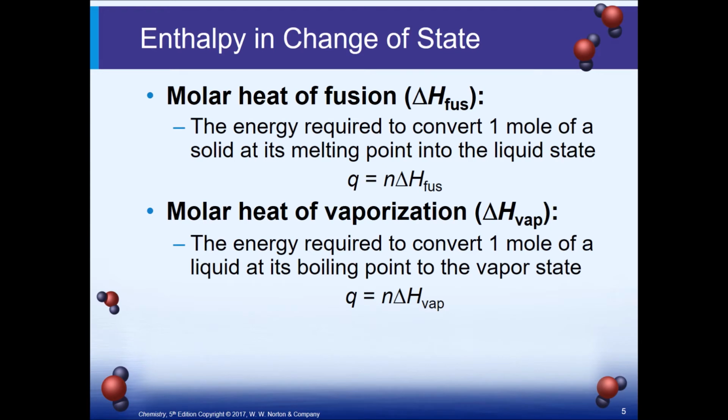Now, if we want to get quantitative, we can use the molar heat of fusion or the molar heat of vaporization or the enthalpy of vaporization in order to calculate the amount of heat required to make these phase changes happen using the equation Q is equal to the number of moles multiplied by the enthalpy of fusion, or the molar heat of fusion, okay? Or Q is equal to n times the enthalpy of vaporization.